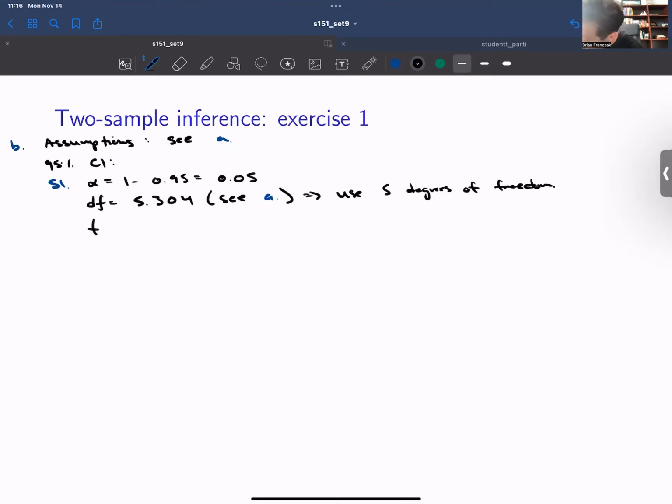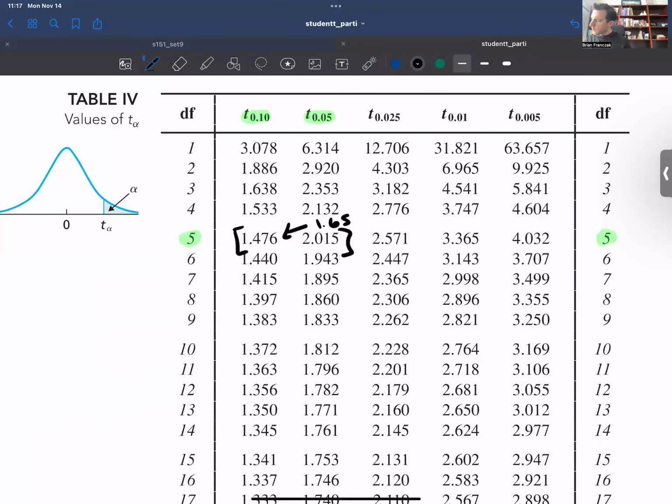So now we're going to have t alpha over 2, df. This is going to be t 0.05 over 2 comma 5. So this is t 0.025 comma 5. So if we go to our student t table, we have t 0.025 and 5. So now our critical value is 2.571. Okay.